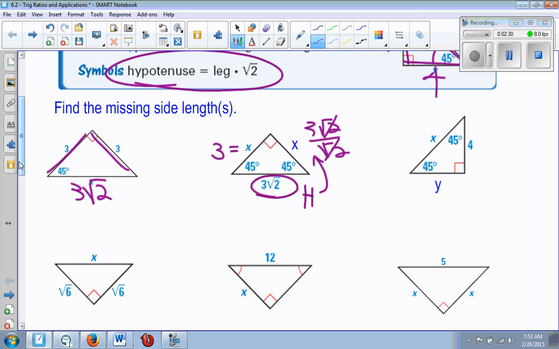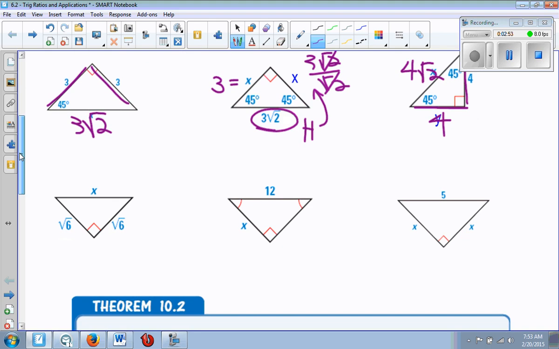The next example on the right, if one of the legs is 4, that means the other leg is 4. And then in order to find the hypotenuse, all we have to do is multiply by root 2. So we get an answer of 4 root 2. Now, the most common misconception with these triangles is that the hypotenuse always has to have a root 2 in the end answer. And that's not always the case.